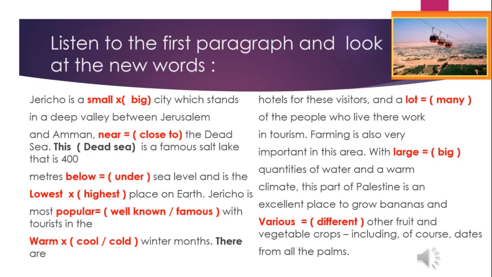This part of Palestine is an excellent place to grow bananas. The suitable crops there, good crops: bananas, various different fruits, and vegetable crops, including of course dates, because of all the palm trees there. That's why we called it the city of palm trees.